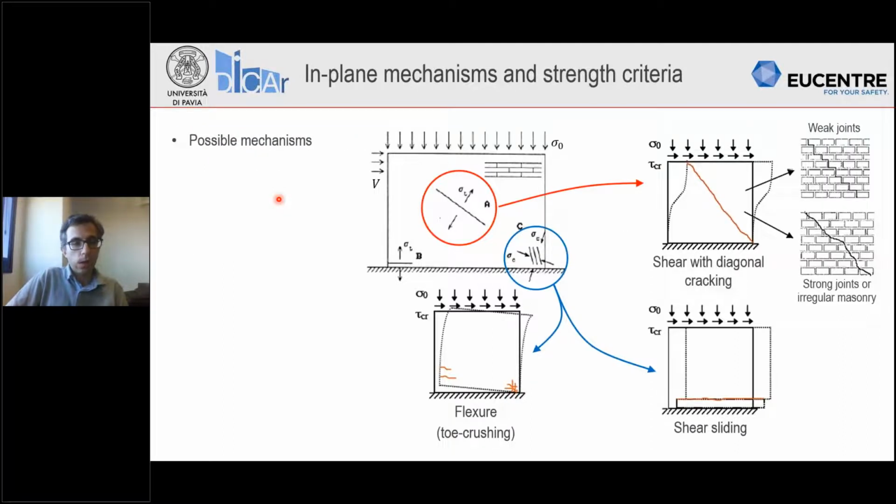Now here you can see a summary of the possible mechanisms of a pier. You can see here, for example, a flexural mechanism, which is characterized by rocking of the pier and crushing at the toe. And here you can see some examples of shear mechanism, which can be characterized by sliding at the base or by diagonal cracks, which can be inside the bricks or inside the joints.